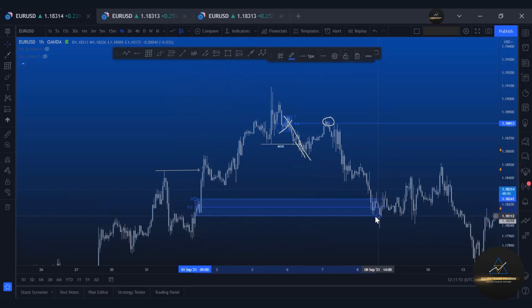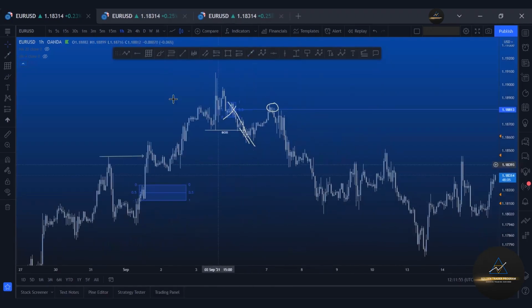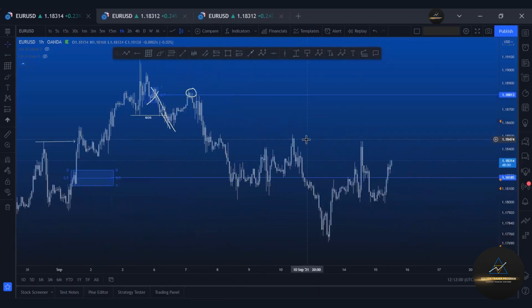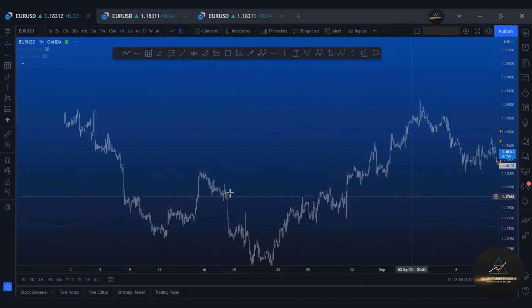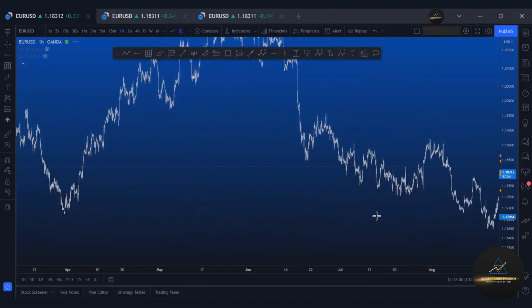Eventually it just continued to go short. But that's a good area to be taking profit from the market. So let's actually do another example. Let's go to a random place actually. I'm just going to go randomly anywhere.